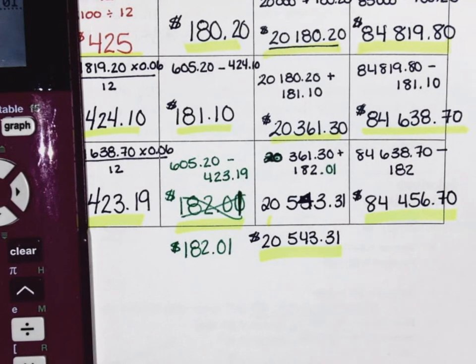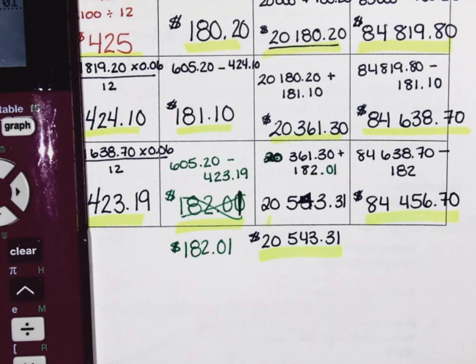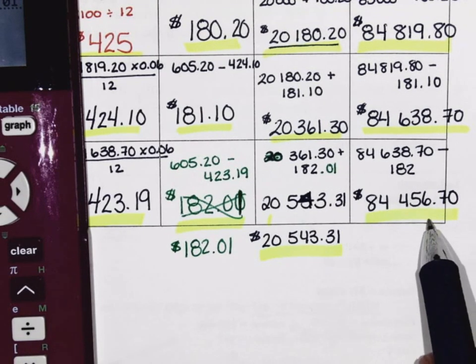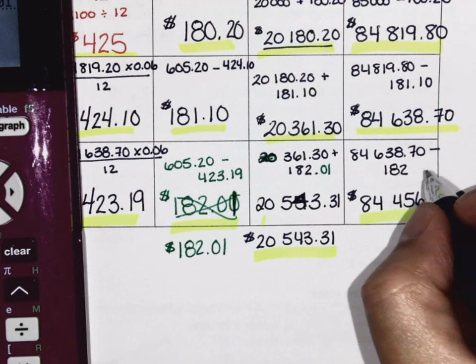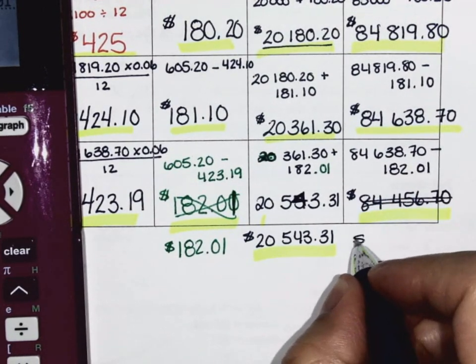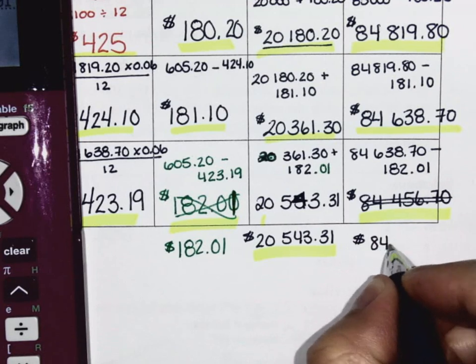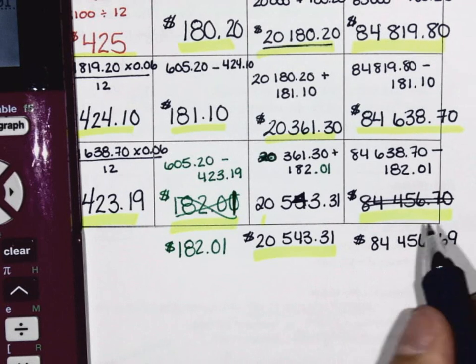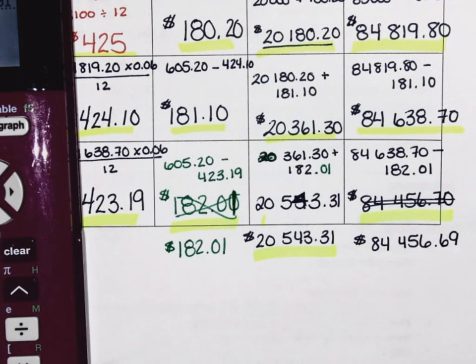This one's, well, it could be based on the roundings. That's probably what it was. Yeah. So this one's good? Yeah. And then this one would be good? No. 69 cents. So this one would be 84,456.69. So that's the right answer. Oh, what a difference a penny makes. But honestly, it will over 25 years. So you want to make sure that you're rounding correctly. Obviously, I struggled with that.